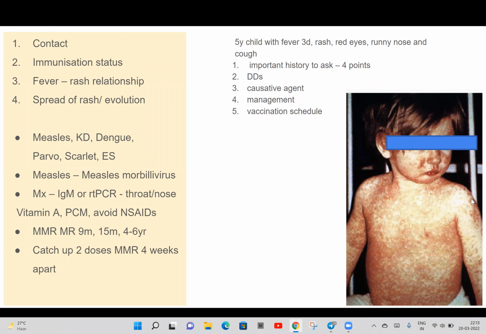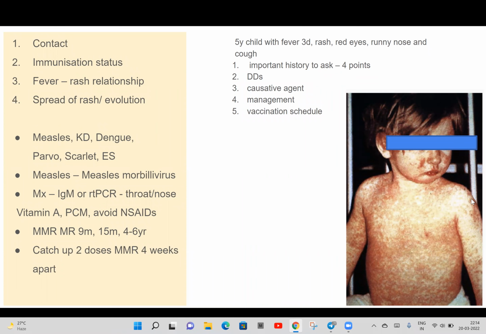Okay. So suppose the fever is worsening, the fever is increasing in intensity. Once the rash is coming, then it is more in favor of measles. Cough, coryza, and conjunctivitis, it is more in favor of measles. Spread of the rash or the evolution of the rash, whether the rash is starting from the face spreading to the body, or it is appearing first in the body. And once the rash is resolving, whether there is a branny desquamation or not.